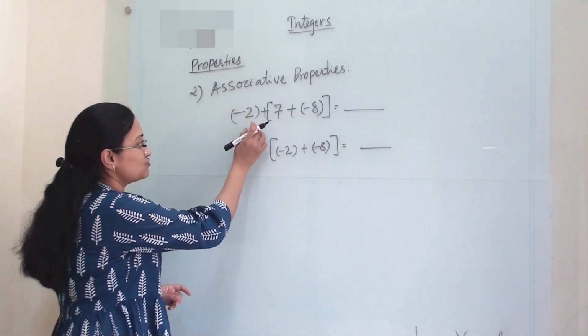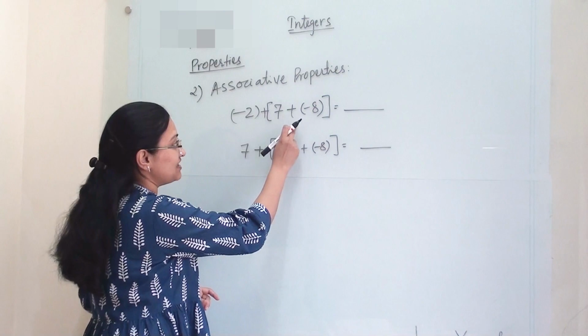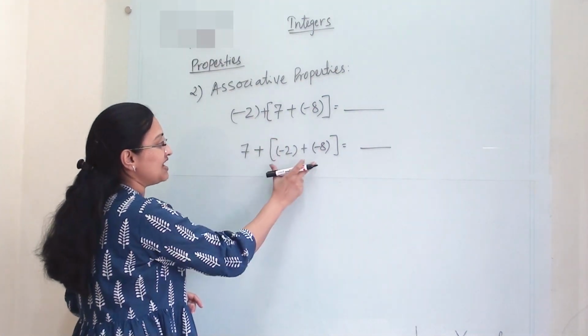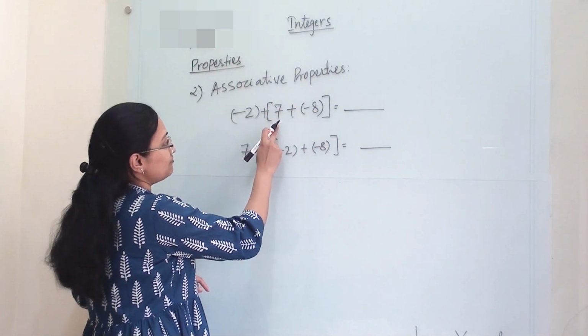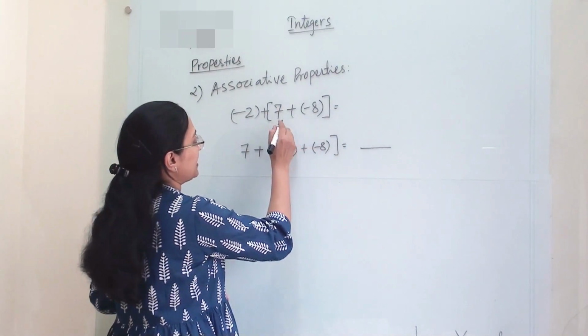So this is minus 2 plus, in the bracket, 7 plus minus 8. Here we have changed the order. So let us solve this first. Here we are going to solve this bracket first.